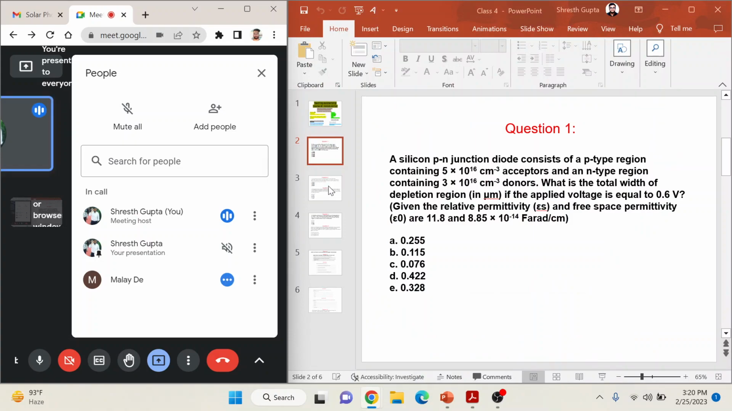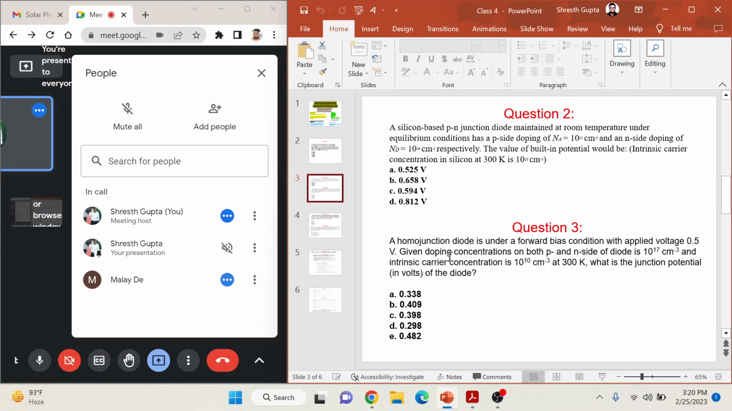Let's go to the second question. Actually, in the starting 4 or 5 questions, I put some numericals. It will help you during your exam. There will be certain numericals, and the assignment also contains numericals of this type only.